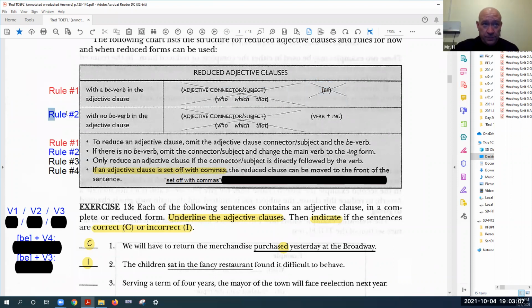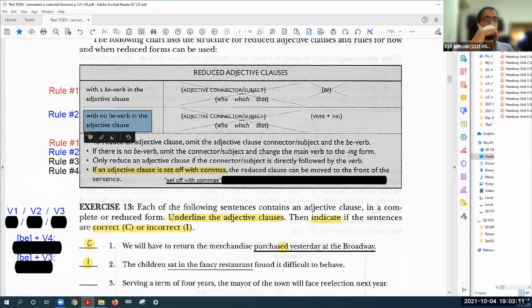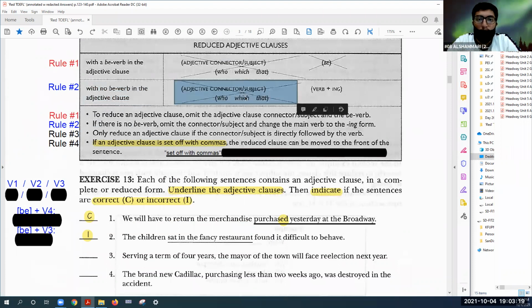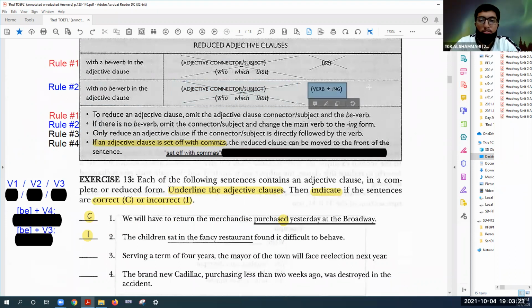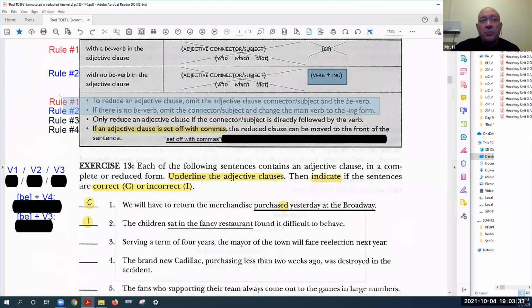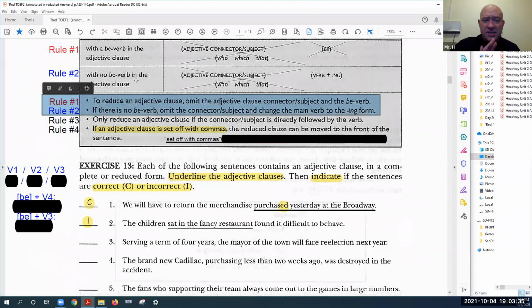Marie, how about rule number 2? When there is no be verb. With no be verb in the adjective clause, we remove the adjective connector or subject. Right. And we change the verb into ing. That's right. Make it into the present participle. Okay. Now, this right here just repeats rule number 1 and number 2. It's the same thing. So we don't need to read that, but we should look at rule number 3.